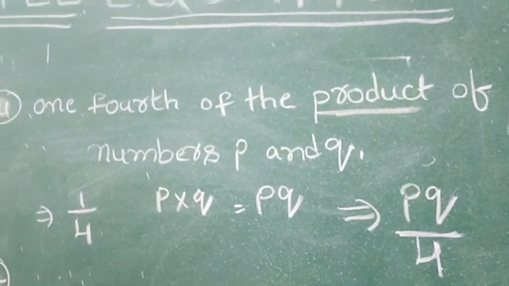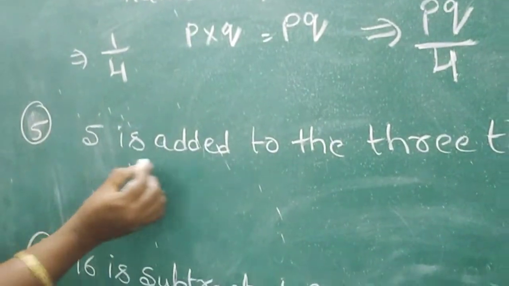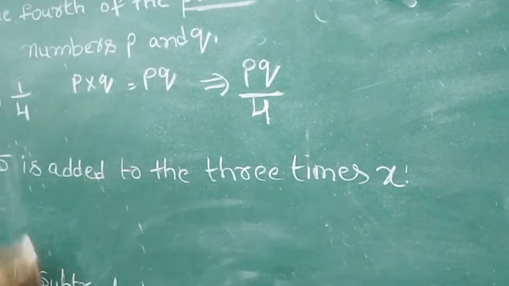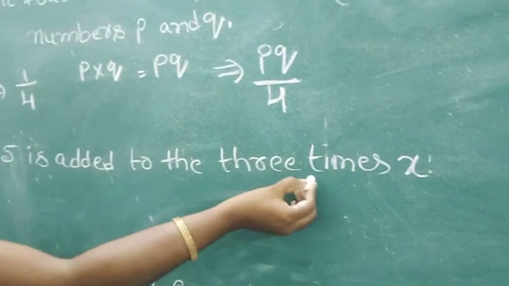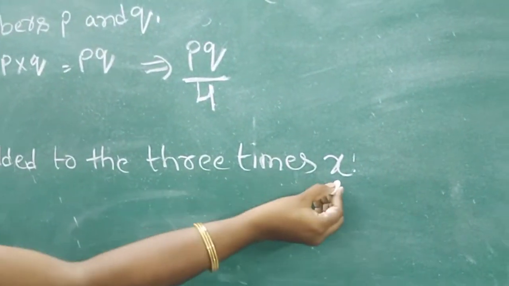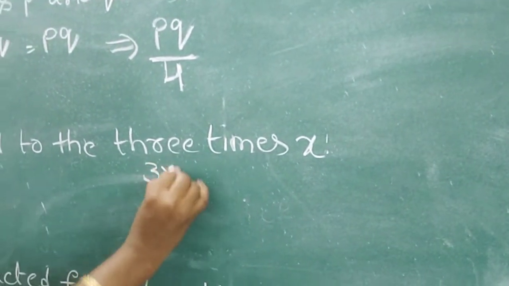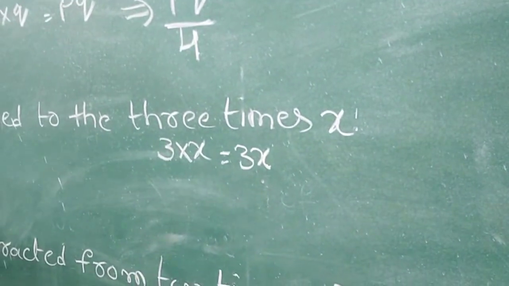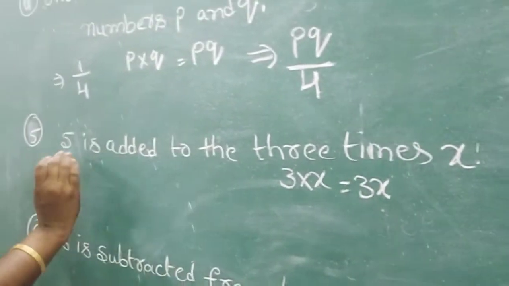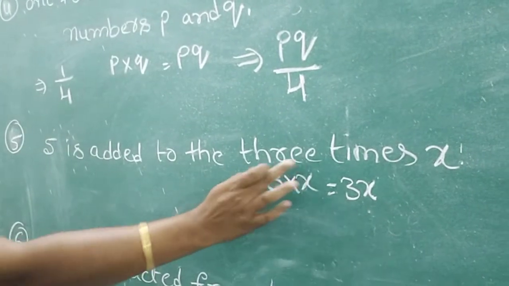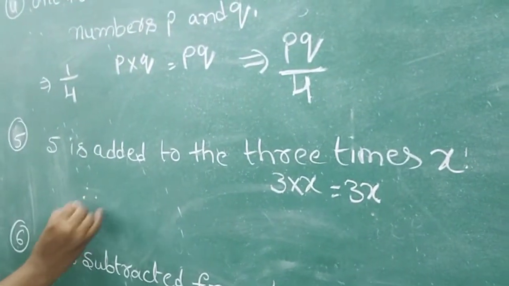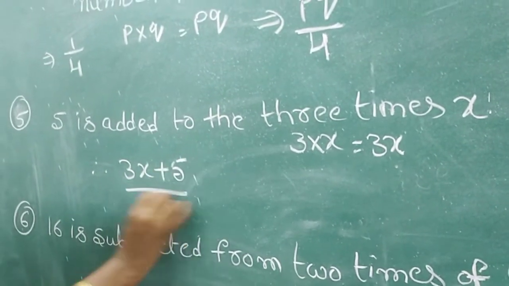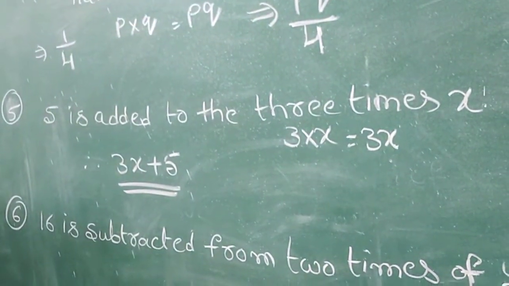Some more example. 5 is added to the 3 times of x. 3 times of x means 3 into x, that is 3x. 5 is added to the 3 times of x, therefore 3x plus 5.